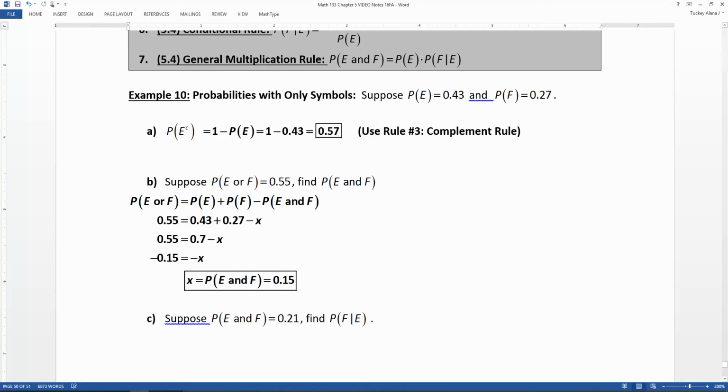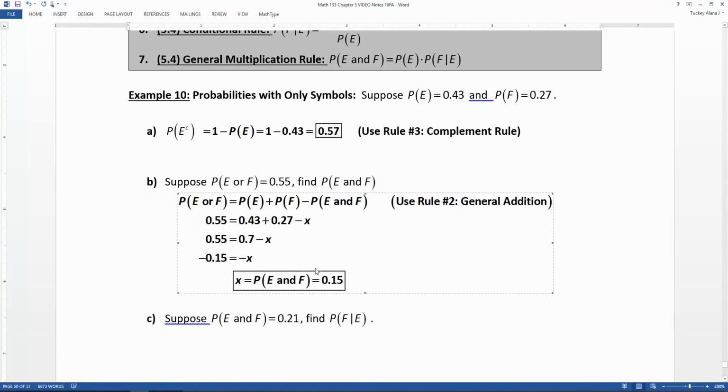Oh, I should have said up here, we used rule number 2, the general addition rule on that last one. I should have mentioned that earlier.